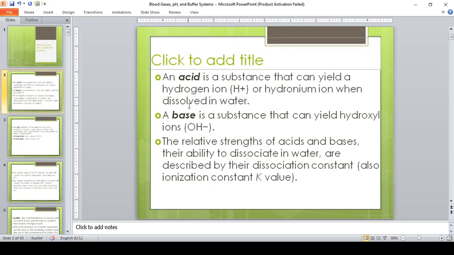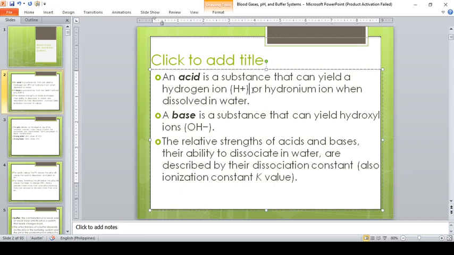Okay? So when we say an acid, that is a substance that can yield a hydrogen ion concentration, or hydronium ion, when dissolved in water. Sa usapan natin ngayon, when we say acid, it refers to hydrogen ion. Kapag base naman, that is a substance that can yield hydroxyl ions. But mostly in the next slides, yung base natin dun is si bicarbonate. Although this is the textbook definition, that is a substance that can yield hydroxyl ion, si bicarbonate kasi it can yield hydroxyl ion naman. That's why it is a weak base.